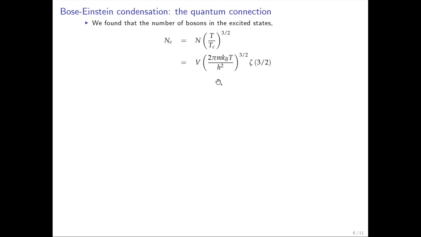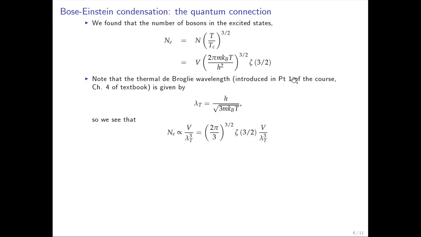And if we plug in the value of Tc we found, we can write it this way. It's proportional to the volume, of course, and to this factor, which is basically the inverse of Tc. We've also pulled out this constant, zeta of 3/2, which was, I think, 2.61 or something. It's just some number. Anyway, now if you look at the factor inside these parentheses here, you might recognize that it's something like the inverse.